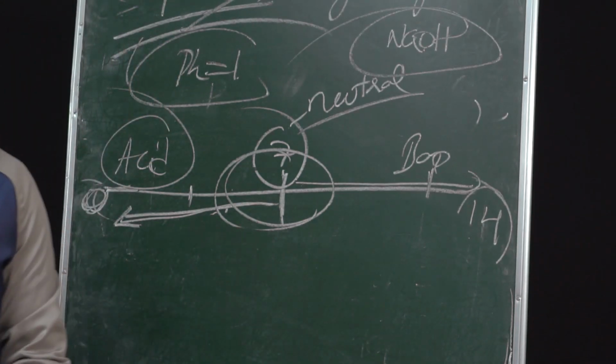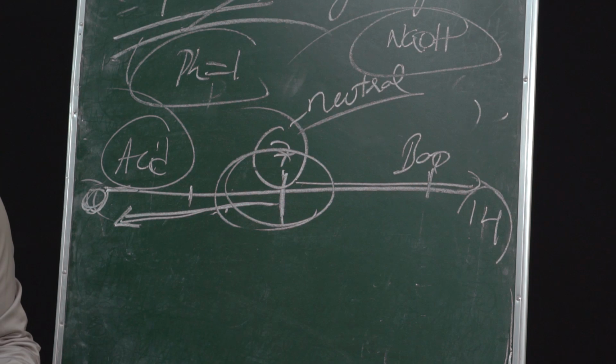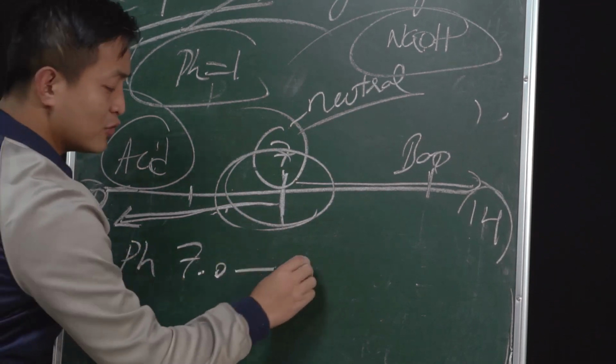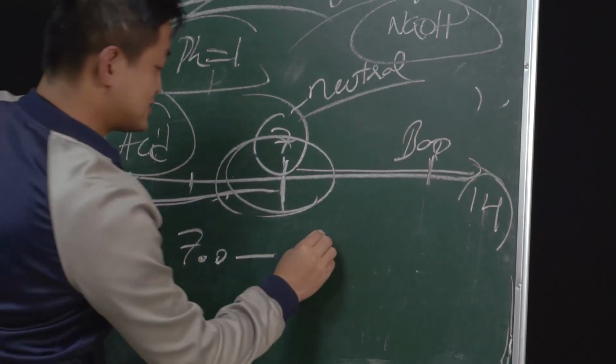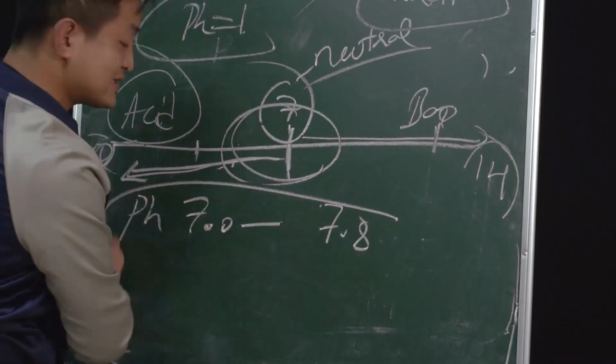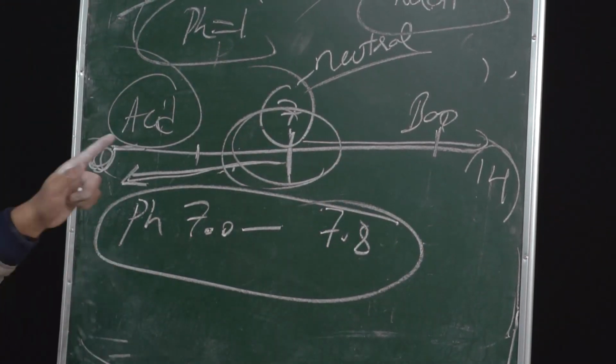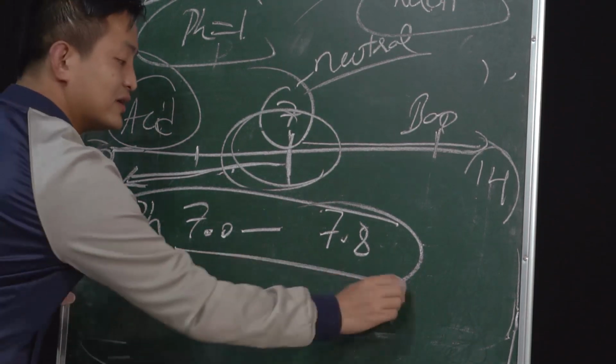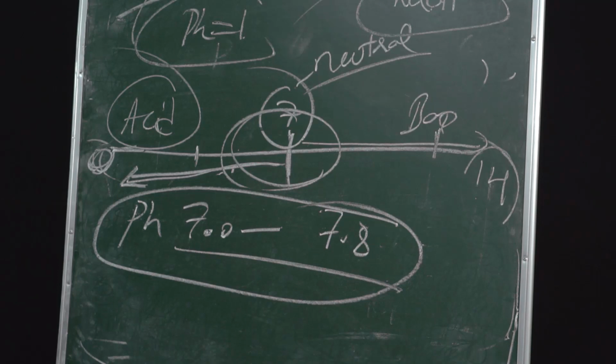So we'll study the importance of pH, why this pH is very important. See, human beings, plants, animals are sensitive to pH as well. Why? Because our normal working body requires a certain pH to function. We need a pH around 7.0 to 7.8. For a normal healthy body, the pH should be within 7.0 to 7.8.